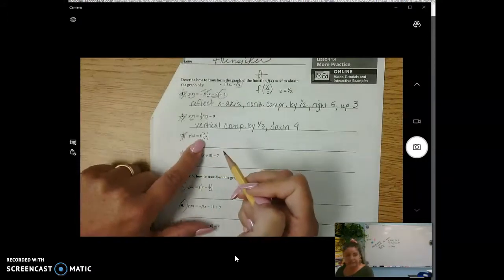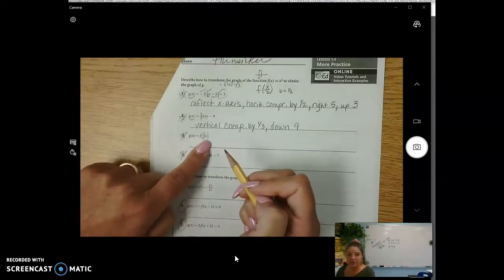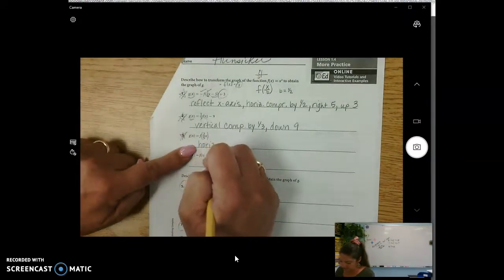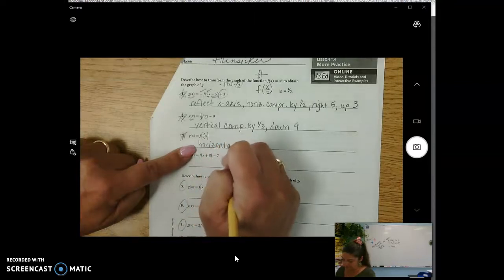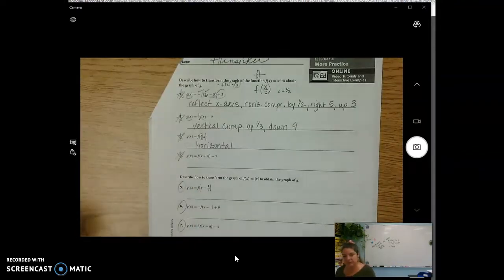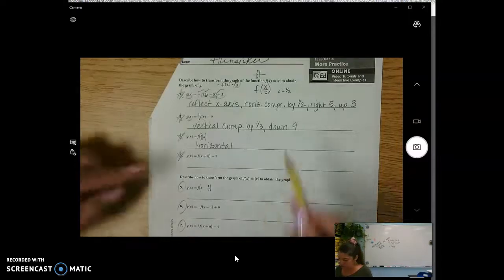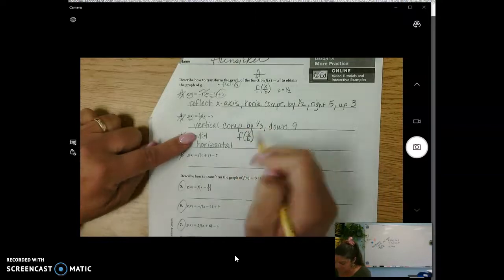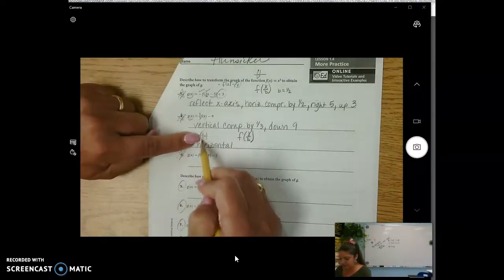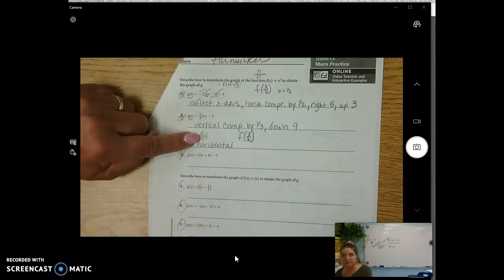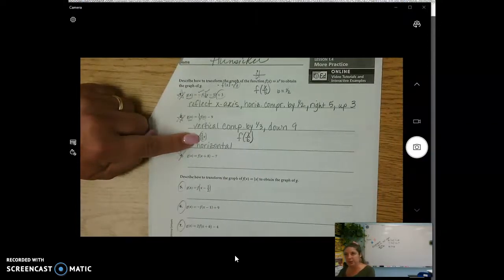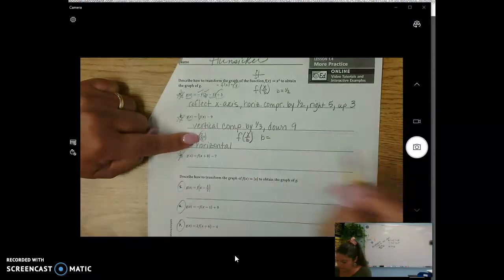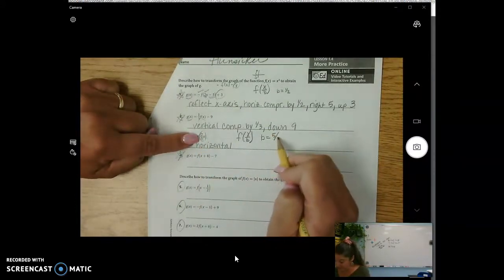I got g of x. Here's my f. And oh, it looks like in front of my x, I'm multiplying. So this is going to be another horizontal stretch or compression. And I'm not sure which one. So again, remember with this b, we're going to have to take this fraction and invert it or reciprocate it. Reciprocate, I don't know that that's the right word, but we're going to get the reciprocal. How about that? So b is going to be 5/2.